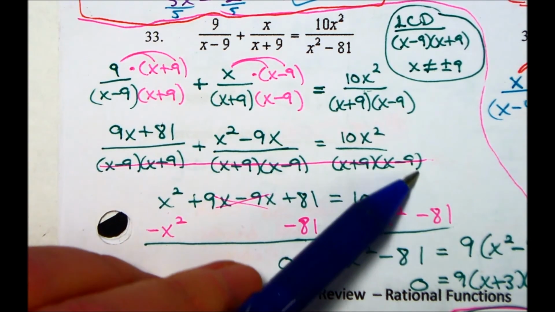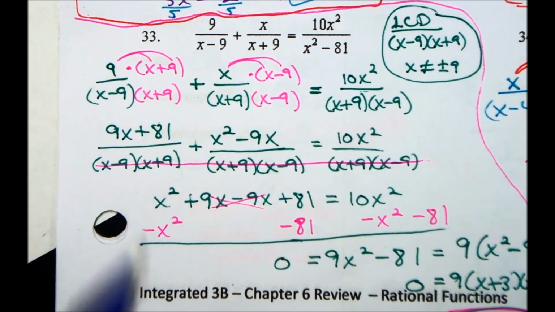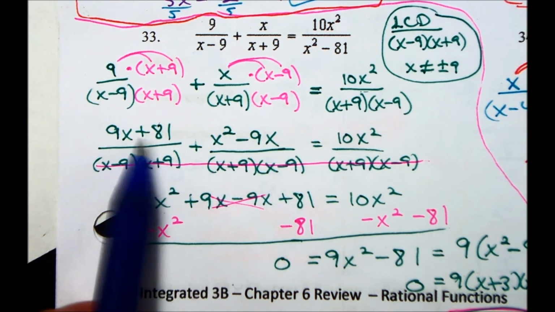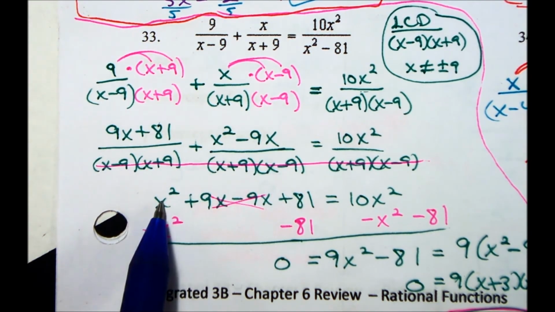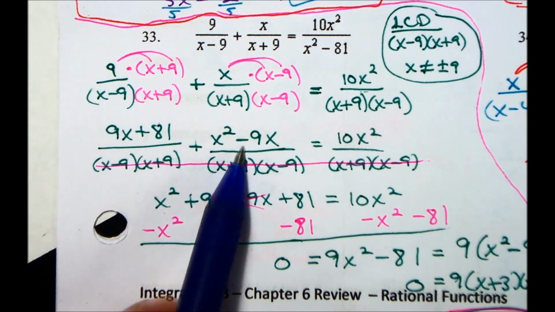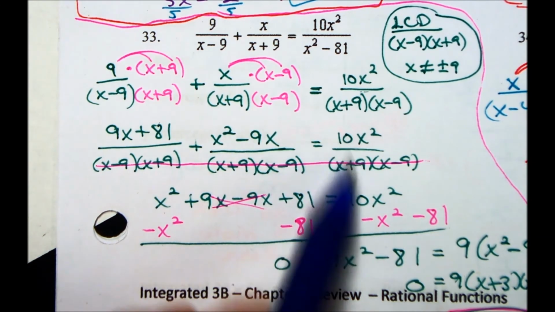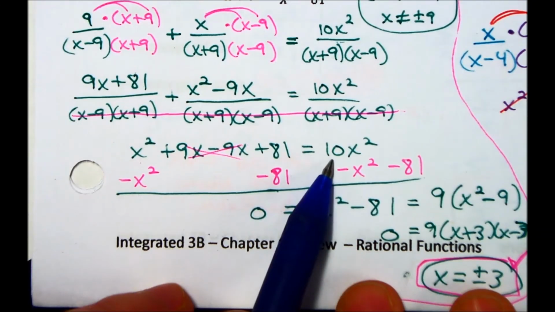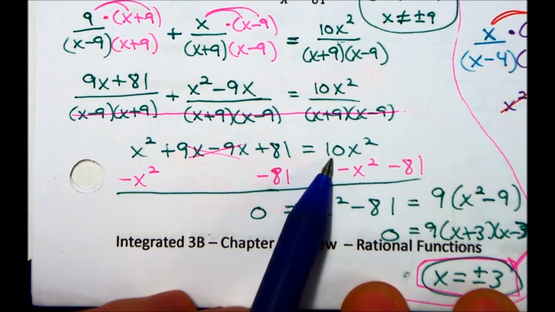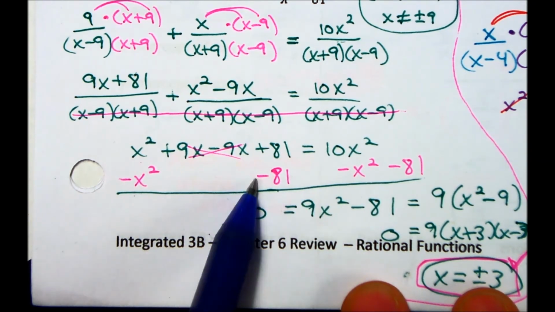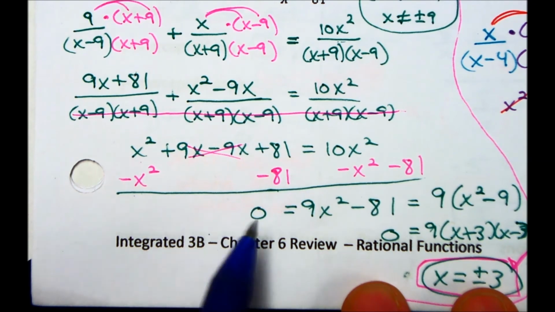Now that we have the same denominator, we don't need it anymore to solve an equation. But we do want to combine like terms and put this in the right order, so put the x squared first. The 9x and the negative 9x cancel out, and then I got plus 81. And then I've got this 10x squared here. Since the 10x squared is bigger, I'm going to subtract x squared, which will give me 9x squared, and subtract the 81 so that I get 0 on the left.